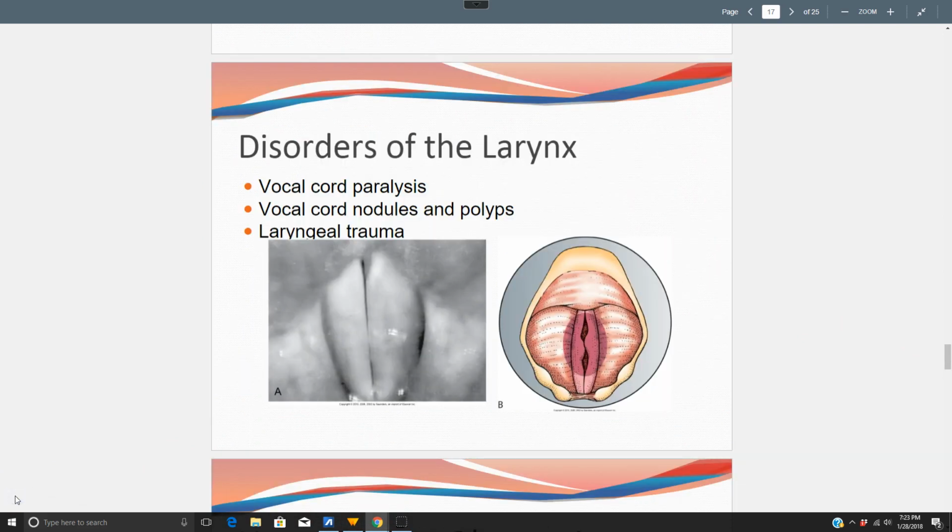Okay, now we're going to look at the larynx and look at some of the disorders we might find with patients who might have disorders of the larynx. The first one is vocal cord paralysis, and that can result from injury, trauma, or any kind of disease that will affect the larynx. It could be the laryngeal nerves or the vagus nerves.